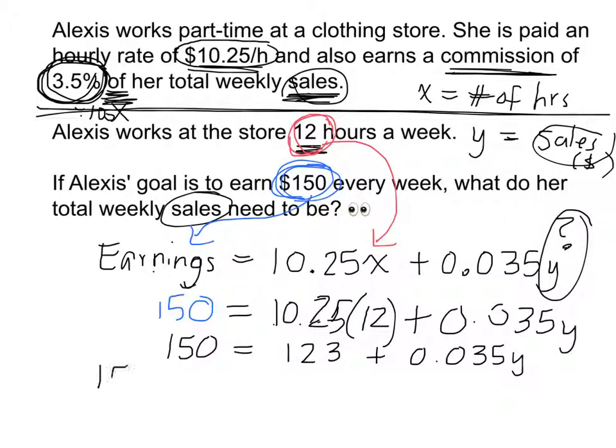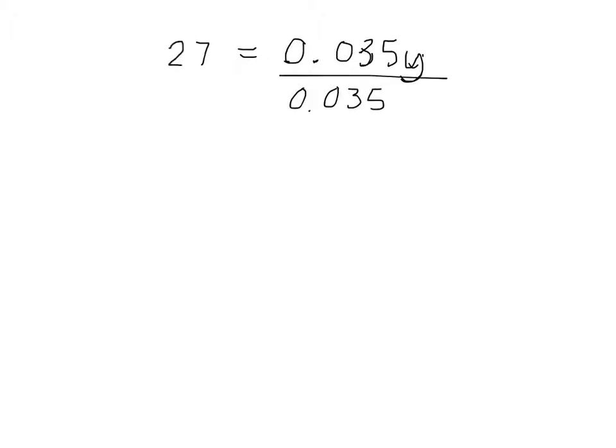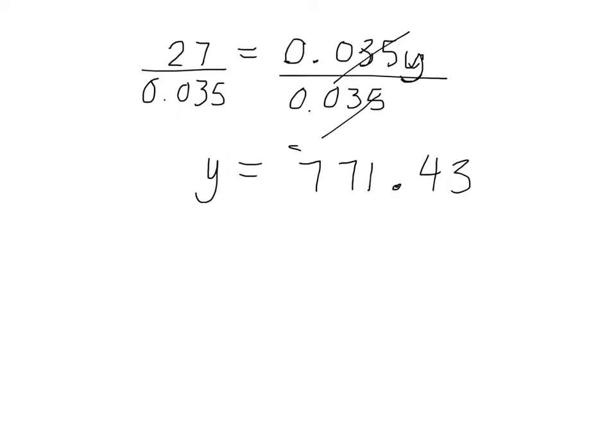You all did this next step. You took 150 and you subtracted 123. $150 minus 123 is 27. 27 is equal to 0.035Y. How do I isolate Y? What do I have to do? Why do I want to isolate Y? Y is $771.43.